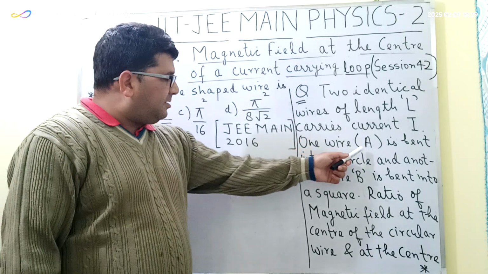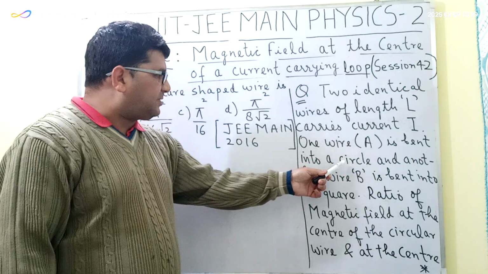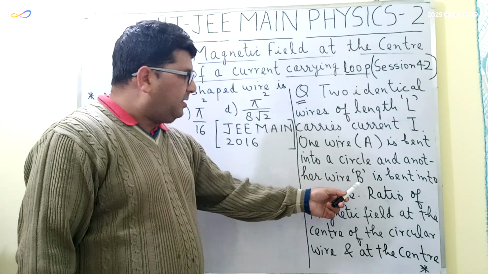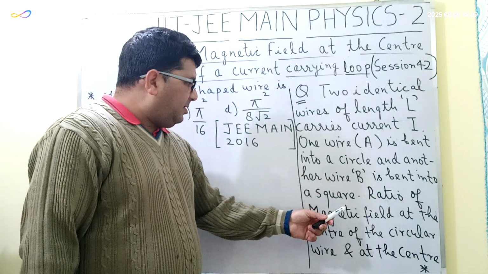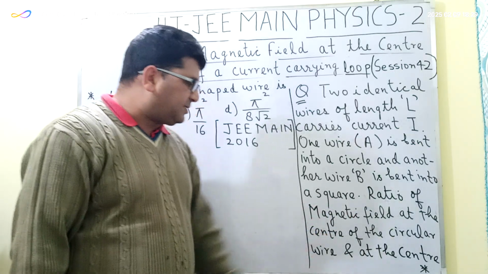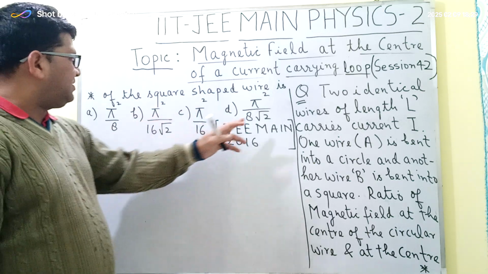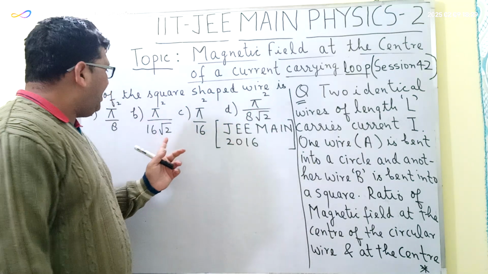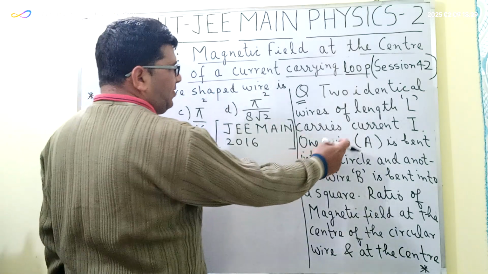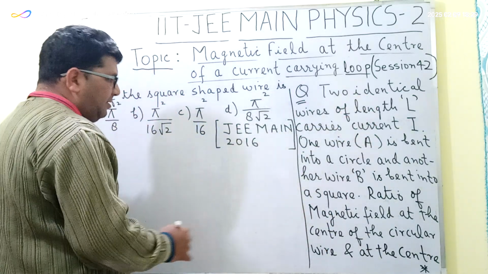One wire, which is the wire A, is bent into a circle and another wire, that is the wire B, is bent into a square. So the ratio of the magnetic field at the center of the circular wire and at the center of the square shaped wire is, तो यहाँ पर ये चार options हैं हमारे पास में and we have to find the correct option. So let us take the first case when one wire is bent in the form of a circle.